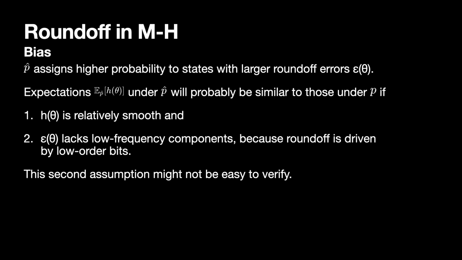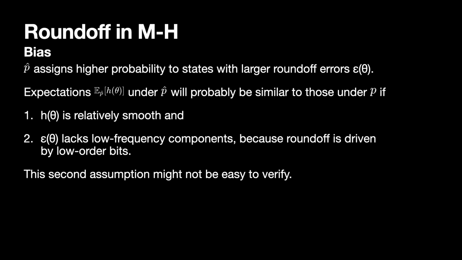So basically, if it's fluctuating around some constant value, basically because round-off error is driven by low-order bits, which should be fluctuating fairly quickly. As long as it's fluctuating fast enough, then it probably shouldn't change our estimates of h too much. But that's maybe not an easy assumption to verify.